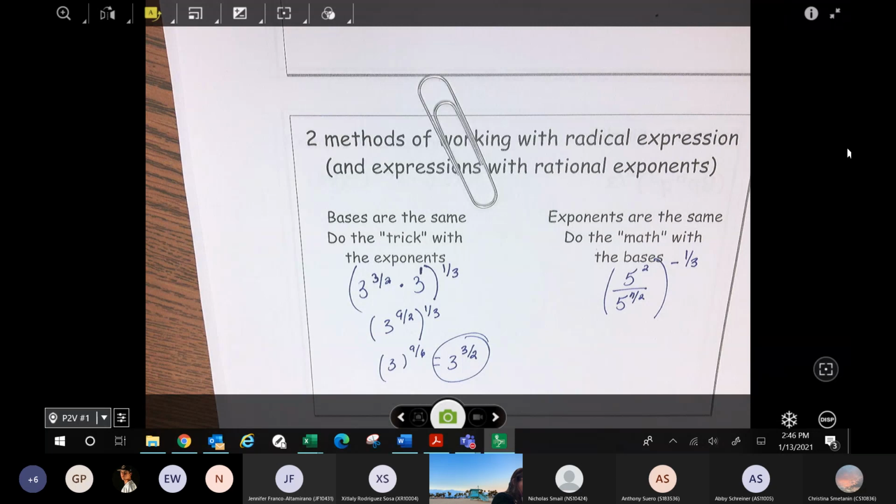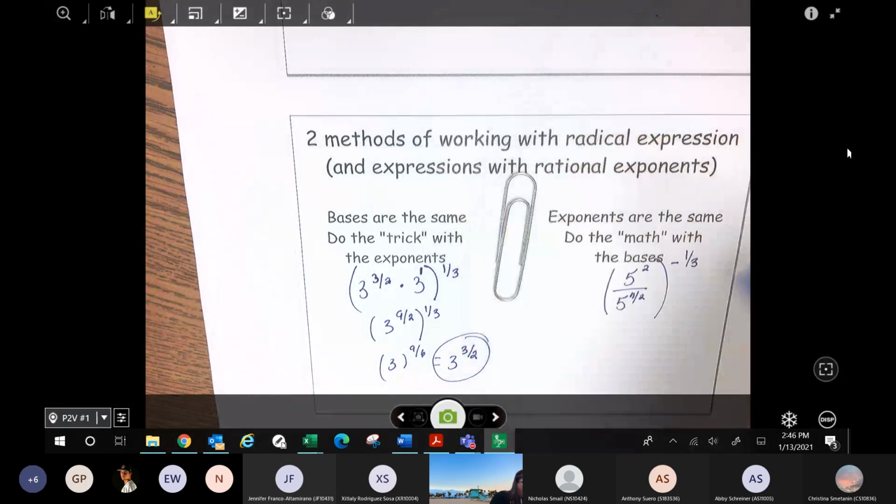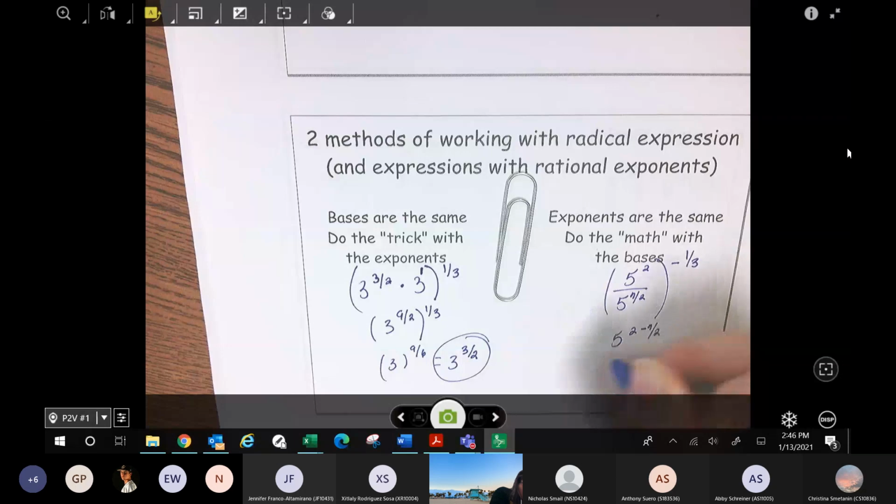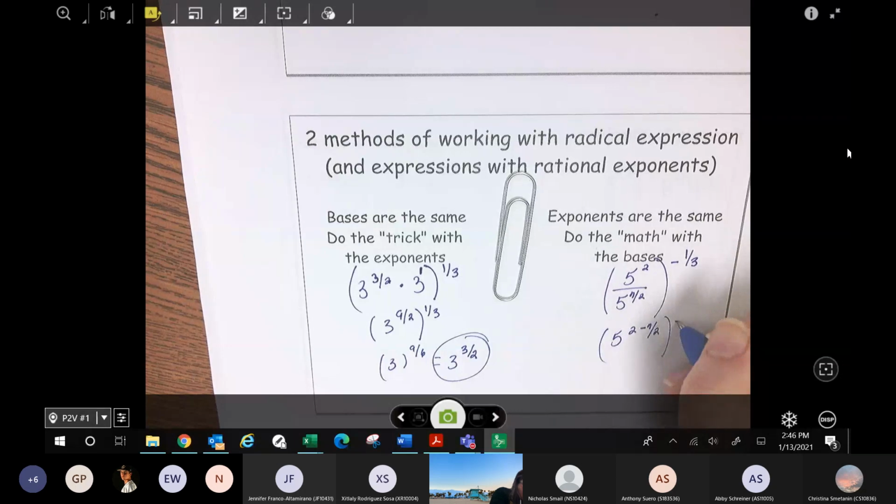All right, so if the exponents are the same, first off, here in this, sorry, I was thinking ahead. What you're going to use here is the quotient of powers. If the bases are the same, you can subtract your exponents, you're dividing. So that's going to be 5 to the 2 minus 7 halves power, all raised to the negative 1/3.